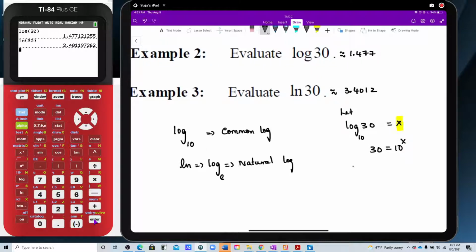Now for the other one, if I say ln 30 is equal to x, here ln means it's log to the base e, right? So e to the power of x is equal to 30. That's the corresponding exponential function for that log.